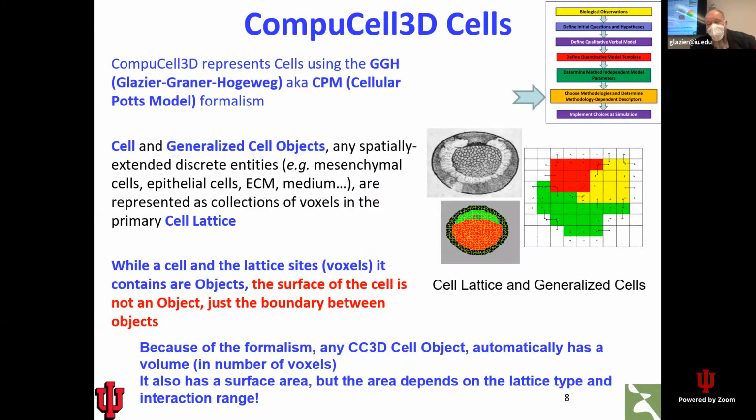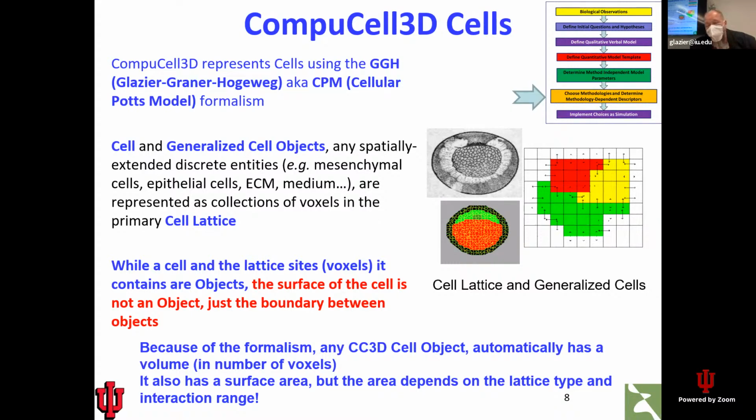We talked about cells, and a cell lives in the cell lattice. Cell lattice is a bunch of integers. Each cell has a unique integer identifier, and all the lattice sites with the same identifier are part of that cell. So all the lattice sites that are labeled 1 are part of cell 1. All the lattice sites that are labeled 2 are part of cell 2. They don't have to be connected. If I have separated voxels that are labeled 2, they're all part of the same cell.